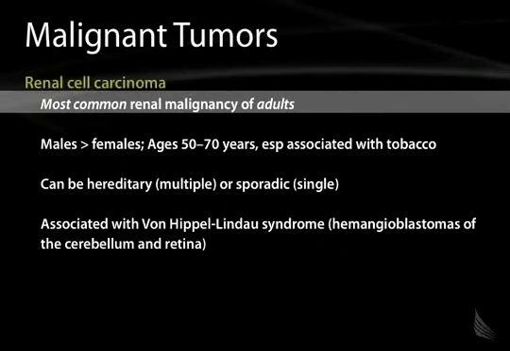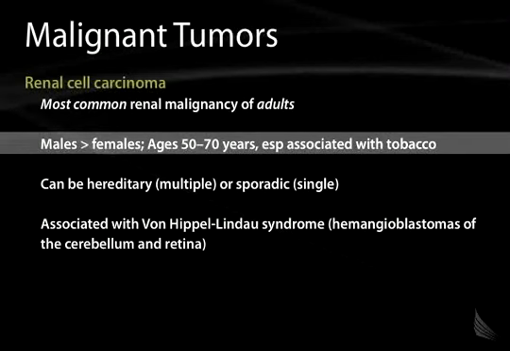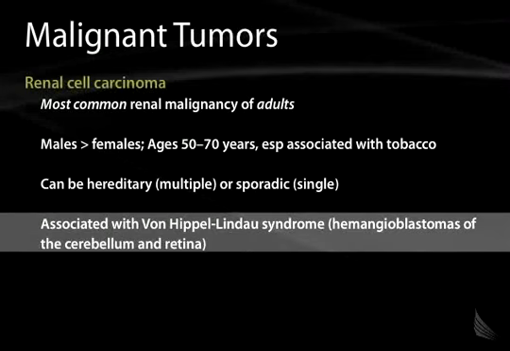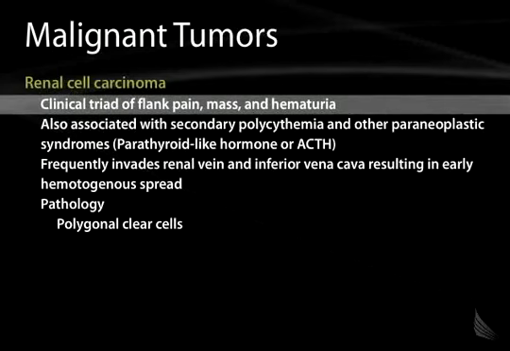renal malignancy of adults. It's more common in males than females, and especially occurs in late middle-aged to early elderly people, which is ages 50 to 70 approximately. Individuals who smoke, especially who use tobacco for a long period of time, are more susceptible to developing this tumor. They can be hereditary, associated with hereditary tumor syndromes like von Hippel-Lindau syndrome, or more commonly they're sporadic, occurring in only a single location in a single kidney.